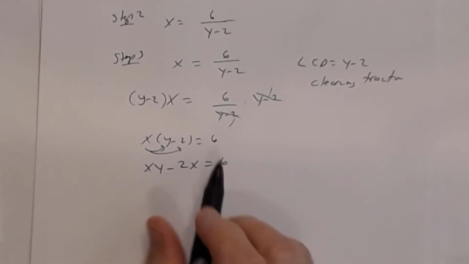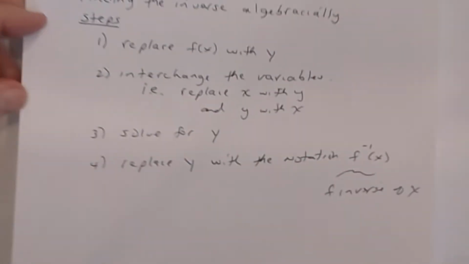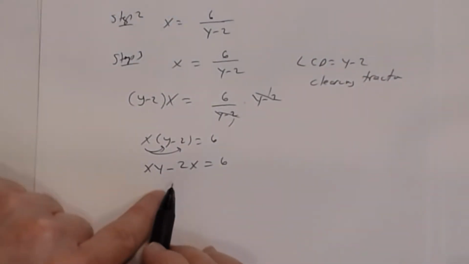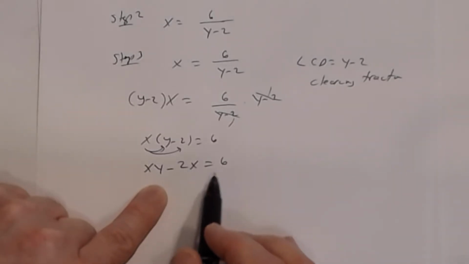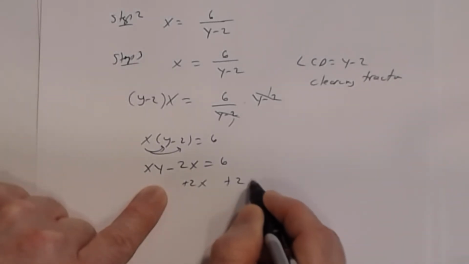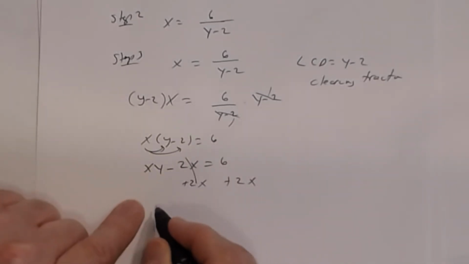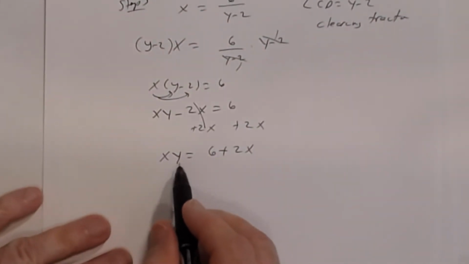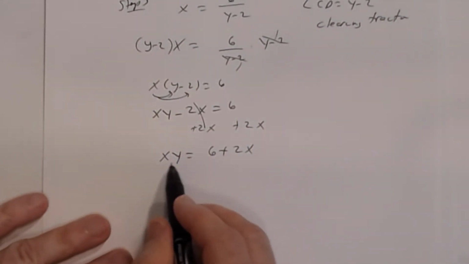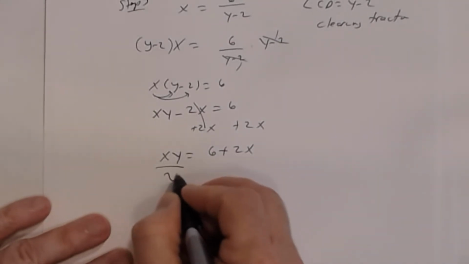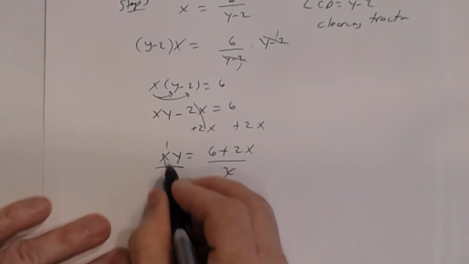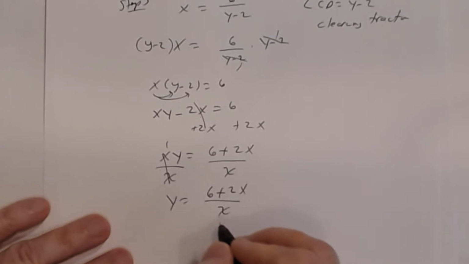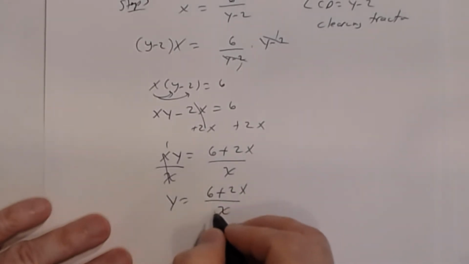Now be careful. Remember, step 3 is to solve for y. So I got to get y by itself, right? So I'm going to isolate this term. So I got to add 2x to both sides now. So these cancel out. So you get xy equals 6 plus 2x. And now to get y by itself, you're going to divide by x, because right now I'm multiplying by x. So you can divide by x. The x's divide out here. So you get y equals 6 plus 2x divided by x, and you're done. You got y by itself, so that's your inverse.